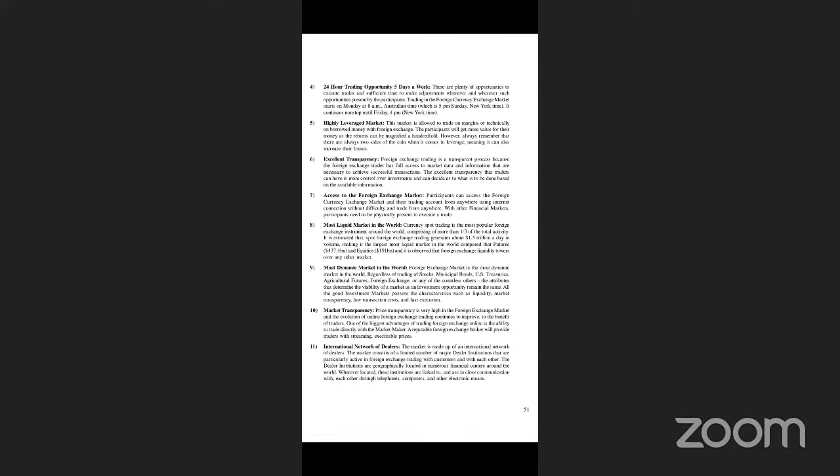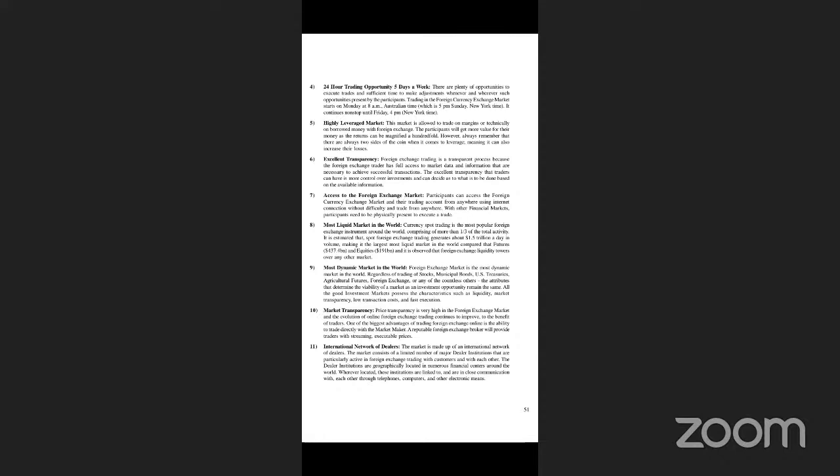So this being called the most liquid market in the world, spot trading is immediately available, because of which it is the most popular foreign exchange instrument around the globe, not confined to a particular geographical location, and can be liquidated over any other market, whichever, wherever you want. Most dynamic market in the world.